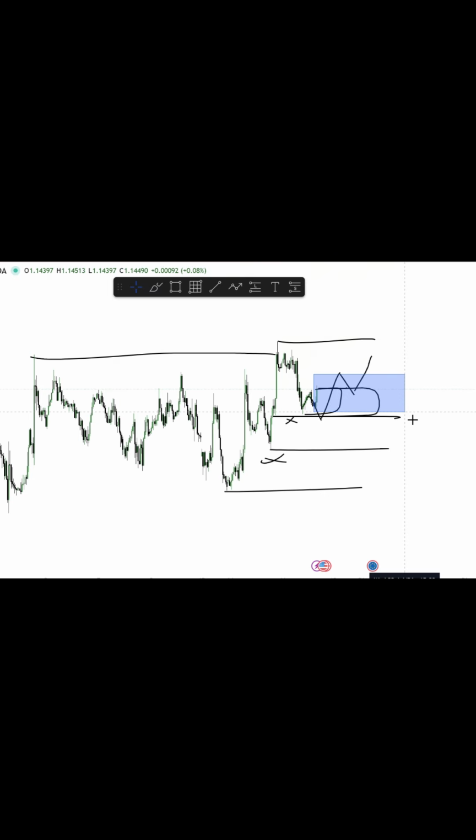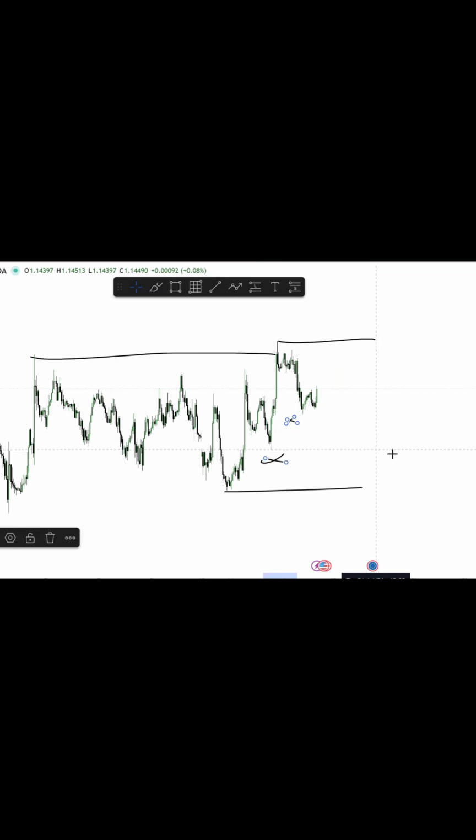It's still something that I will be eyeing up, but it does seem like we are just pushing up higher at the moment. But I don't want to take this position right now, as there is still this point of liquidity open and this point of liquidity open. We haven't taken any liquidity.